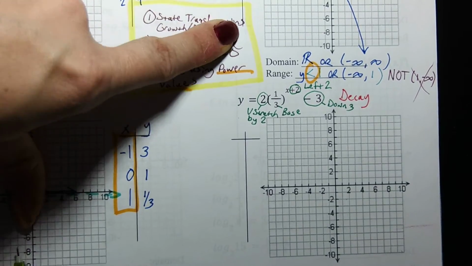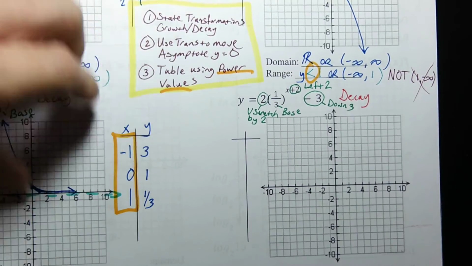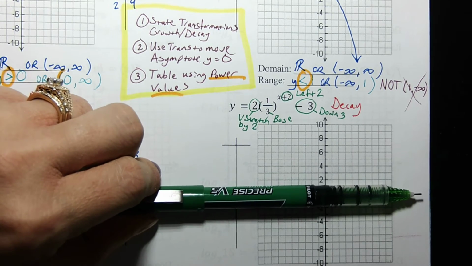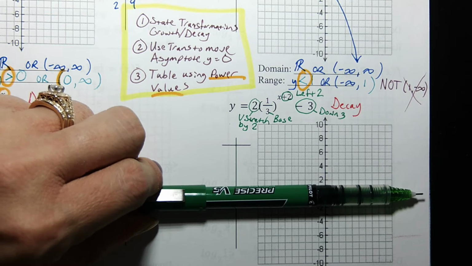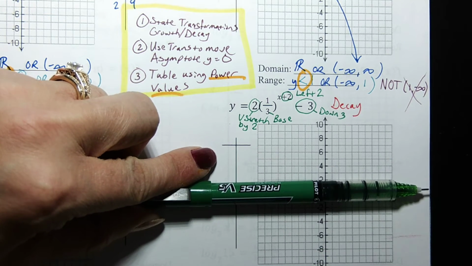So state the transformations, done. Growth or decay, done. Now we're going to use the transformations to move the asymptote. My asymptote starts at 0. If I vertically stretch it or pull on it, it doesn't do anything. It stays in that same spot.